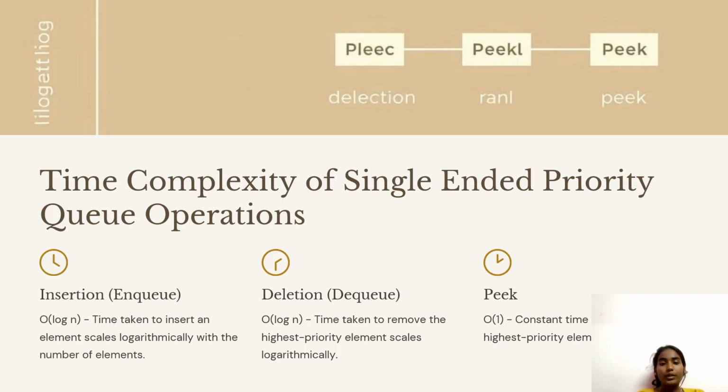Time complexity of single-ended priority queue operations. Insertion, which is also known as enqueue: the time taken to insert an element scales logarithmically with the number of elements. Deletion, also known as dequeue: the time taken to remove the highest priority element scales logarithmically. Peek: constant time to access the highest priority element.